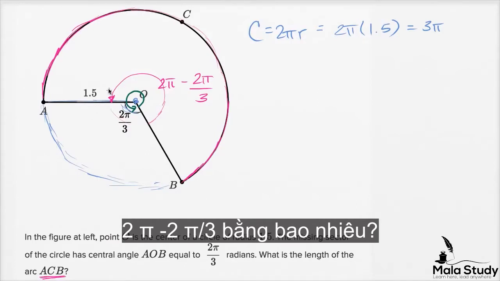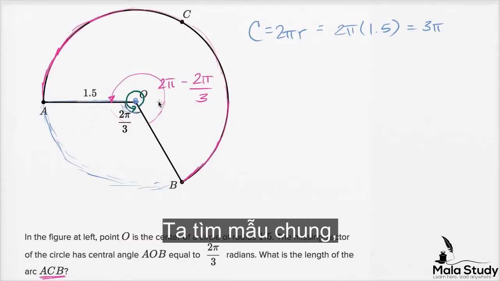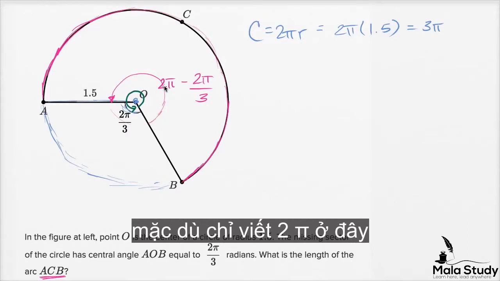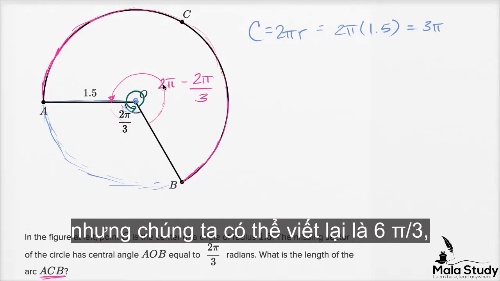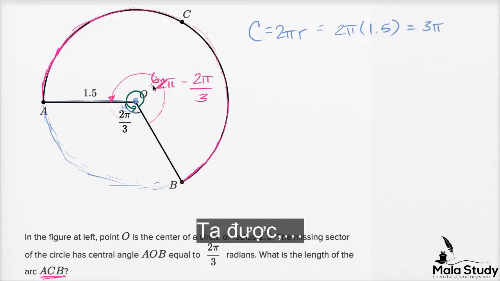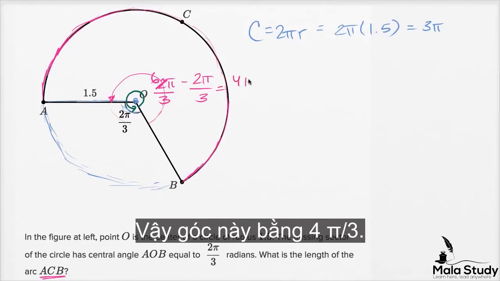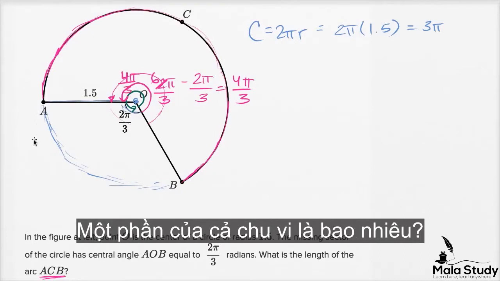Now what's 2 pi minus 2 pi over 3? Let's see, I can find a common denominator. Instead of writing it as 2 pi, I can write that as 6 pi over 3. So let me do that. It's going to be 6 pi over 3 minus 2 pi over 3. Well, that's going to be 4 pi over 3. So once again, this angle right over here is 4 pi over 3 radians.